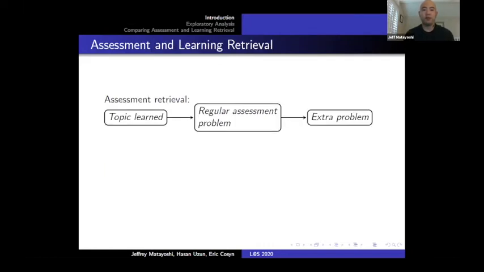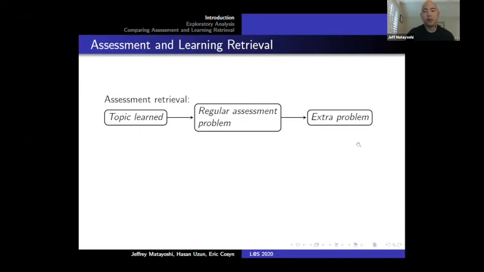So here is our first example, which we're calling assessment retrieval. The idea here is the student starts by learning a topic right here in the learning mode, and then they go on and get it as a regular assessment problem, and that's going to act as the retrieval practice. Later on, they're going to get this extra problem, this unbiased estimate of the retention, and we're going to look at how well they perform on the extra problem, whether they answer it correctly or not.